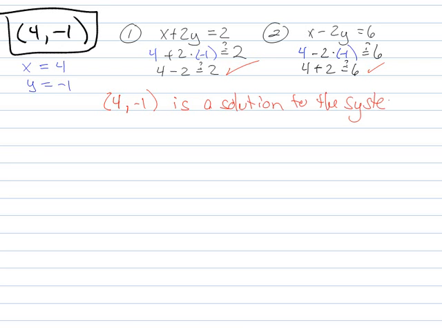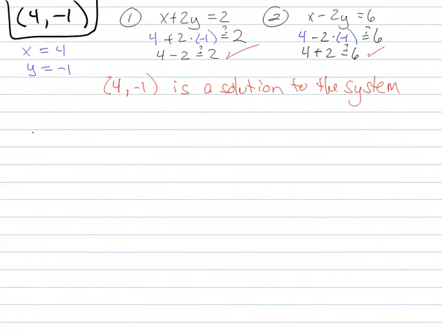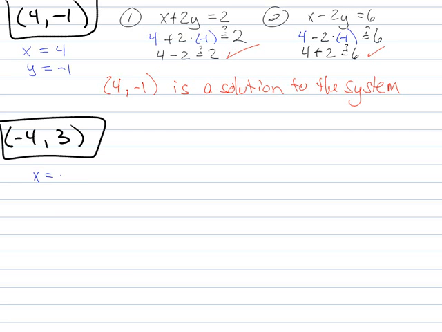So on your homework, these are going to be pretty much yes/no questions. Yes, it's a solution. No, it's not. So let's look at a different one. The other point that we were going to investigate is -4, 3. So x is equal to -4, y is equal to 3. All right. So x plus 2y is 2. We have to test both of them.